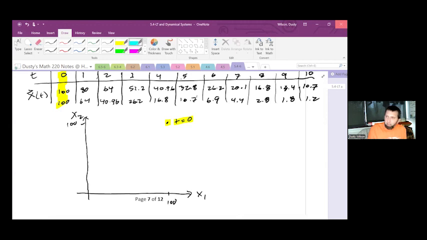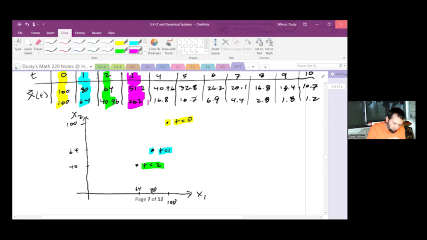And then we could ask, well, what happens when t equals 1? When t equals 1, we would want to be at about here, I think it's 80 and 64. So maybe here. So this is our t equals 1 point. And then we could look for our t equals 2 point, 64 and 40. It takes a couple of points to start seeing what's going on here. So let's see if we can get a couple more. So now let's go for 3. Here's 52 and 26.